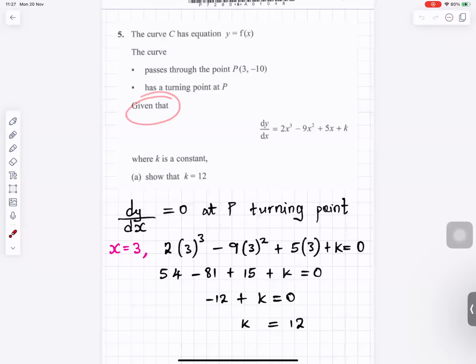Given that dy over dx is equal to that expression there, where k is a constant, show that k equals 12. dy over dx equals 0 at a turning point. So we replace x with 3. We place 3 there, 3 there, 3 there, and that should be equal to 0. Solve that, and you get k equals 12.